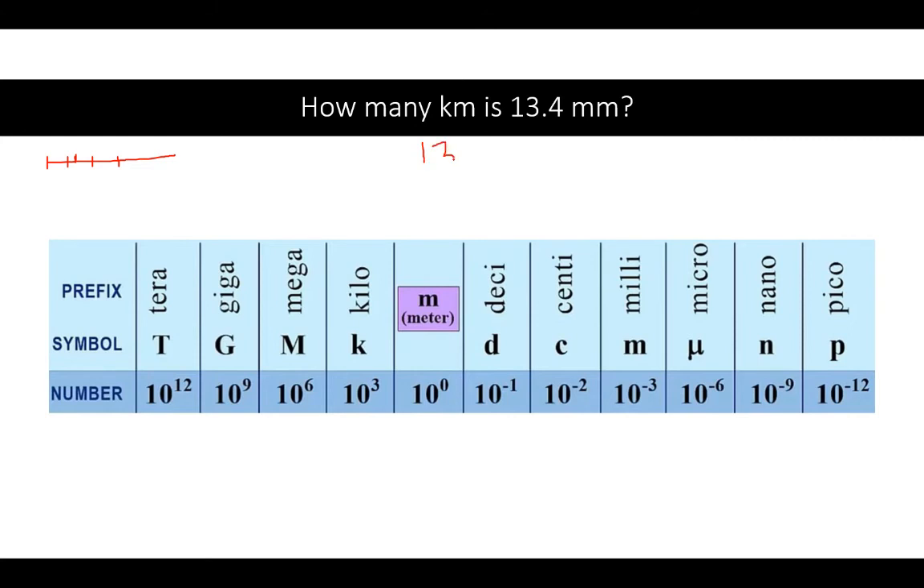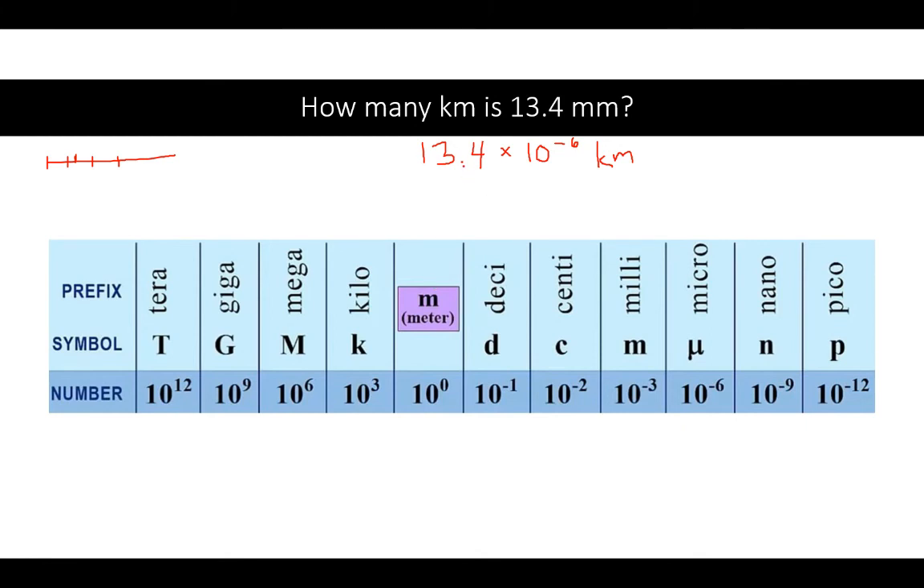And so again, we know that there's that factor of 6. This time, since we're going from millimeter to kilometer, we're going from a smaller unit to a bigger unit, so our exponent has to be small because our unit is big. So this would be our answer, 13.4 times 10 to the negative 6. There's that difference in 6 magnitude.